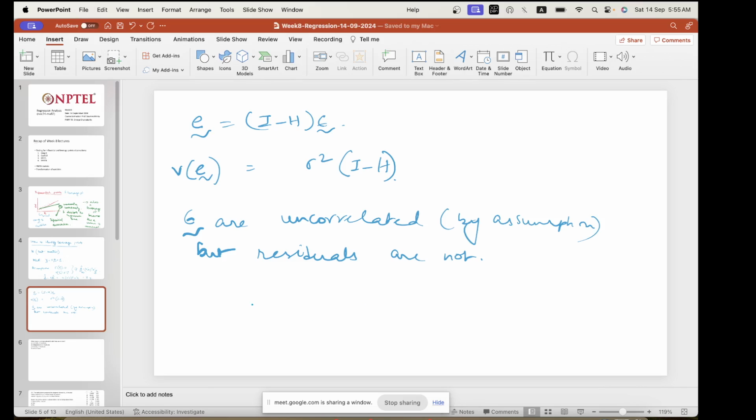So coming back, HII is nothing but the ith diagonal element of the hat matrix, and this is the one which is used to determine whether any observation is influential or not. So HII lies between 0 and 1.